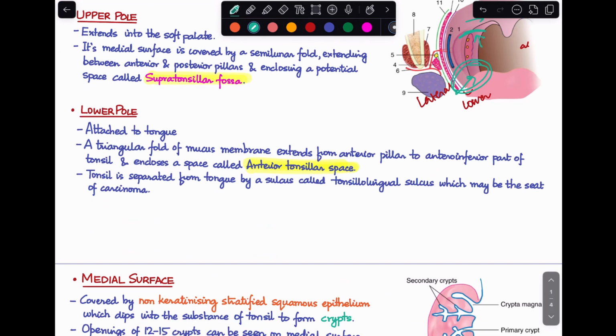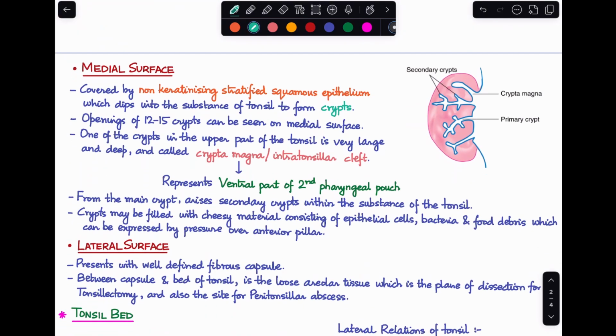Next, moving on to discussing the medial surface. Now, the medial surface is very important. So, first of all, the epithelial lining of the tonsil on the medial surface is a non keratinizing stratified squamous epithelium. And this epithelium, let's look at our image over here.